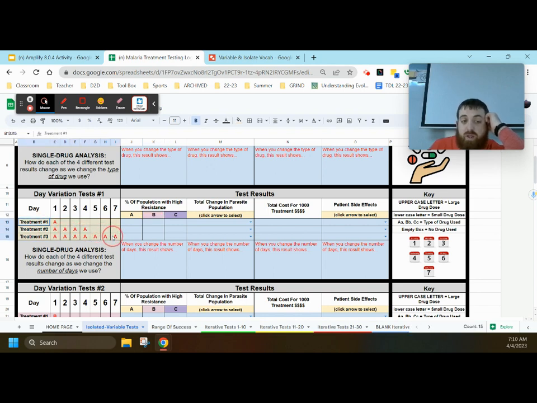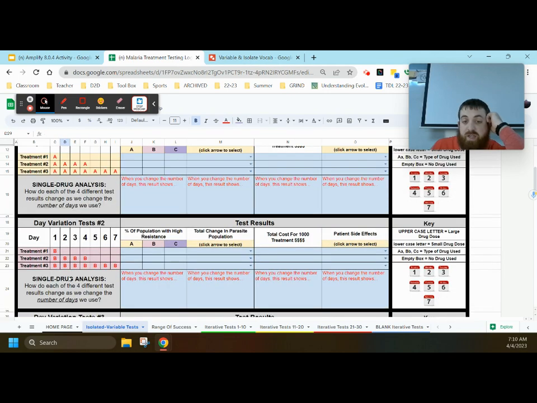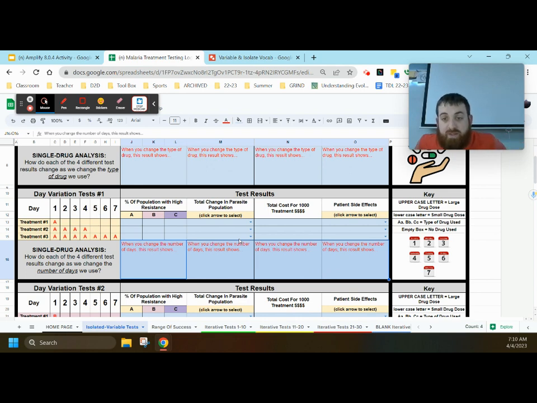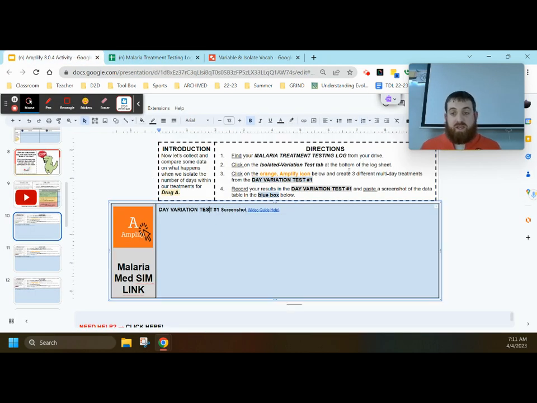We have three treatments that we're going to do, all with different numbers of days, single to multi-day, with our different drugs: A for test one, B for test two, and C for test three. You're going to run three tests, record your data here, and then make quick observations about what you see happening in the data. Remember, a large uppercase letter means a large drug dose. So you'll do day variation test number one with our three treatment options and record that data in your observations. That'll be for this task here.